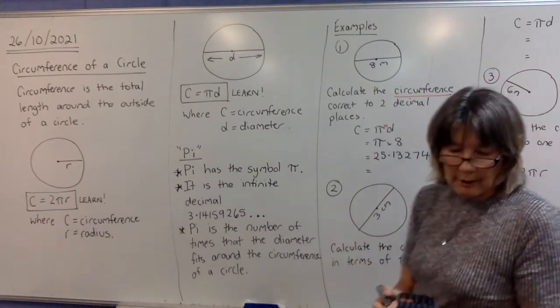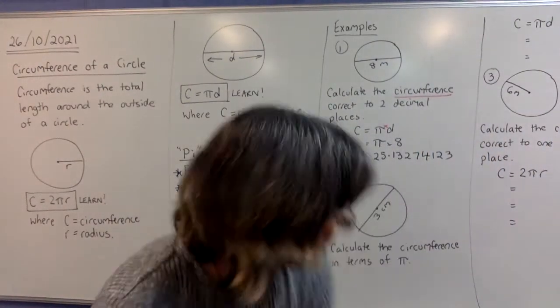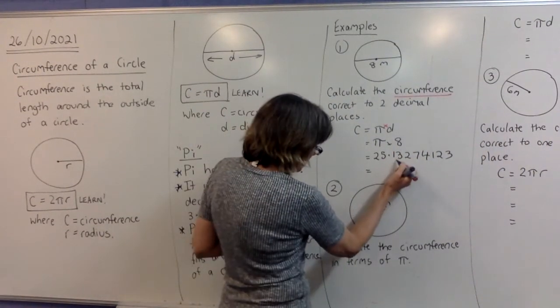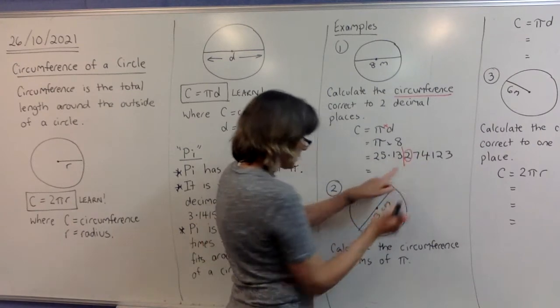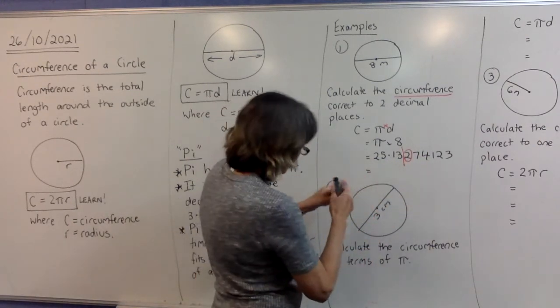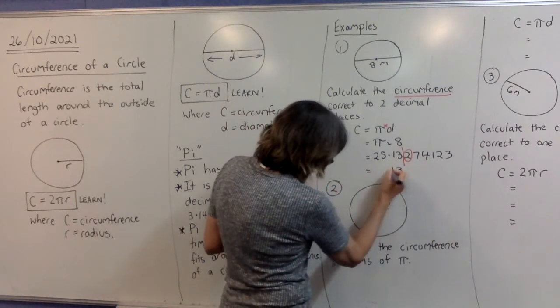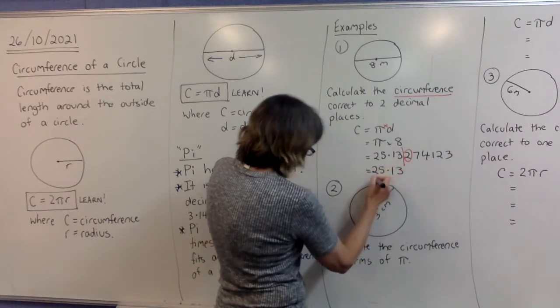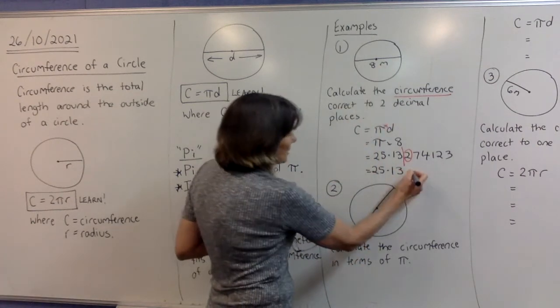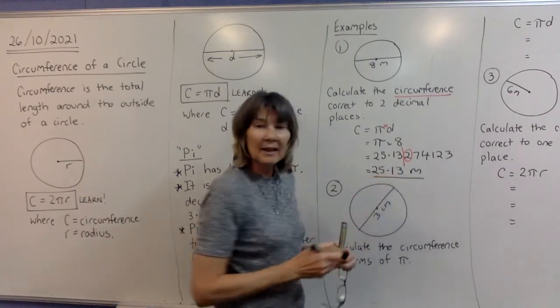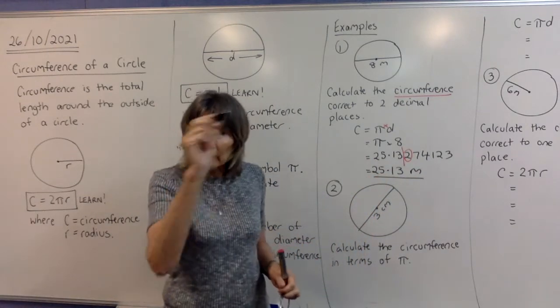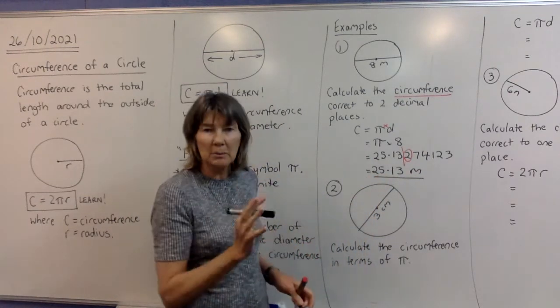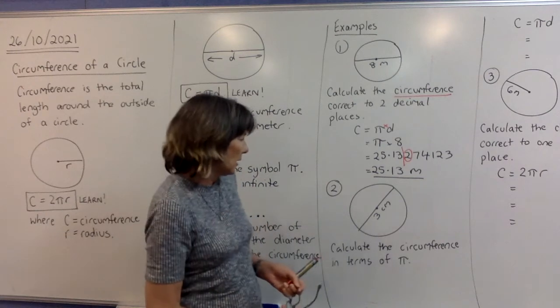Okay, and this question here wants it rounded. So we're rounding to 2 decimal places. So 1, 2, that's less than 5. So we're going to keep that 3 as it is and copy everything in front of it. And we're in metres. And it is a length, the circumference. It's a curved length all the way around the circle. So it's just metres. We're not doing area or anything like that.